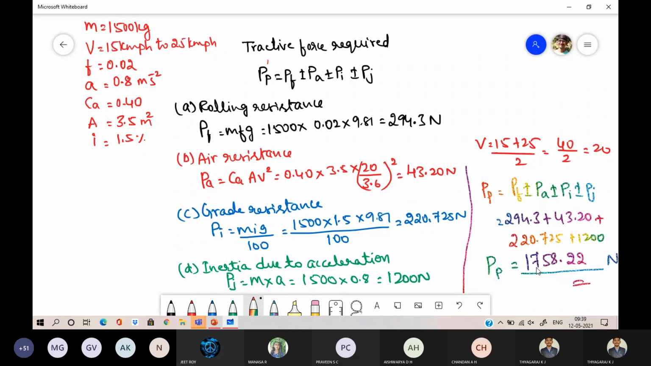This completes one part, that is determining the various resistances offered by the vehicle. Next one we have to calculate the engine power. Okay, engine power. So I will erase these things. Everyone has written this one, right? Yes, sir. Okay, I will erase the things.